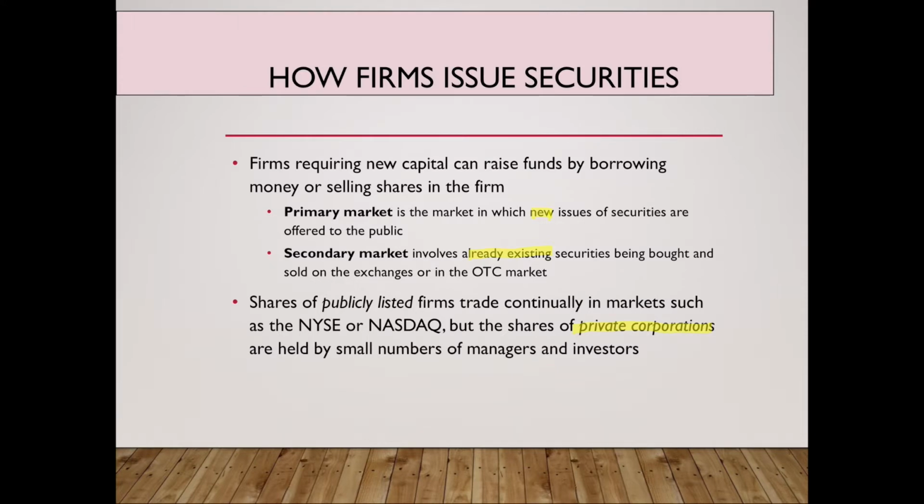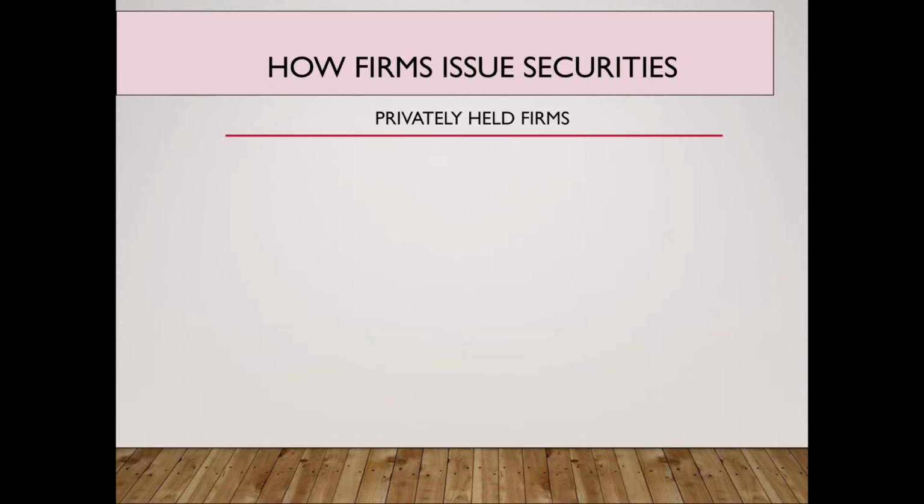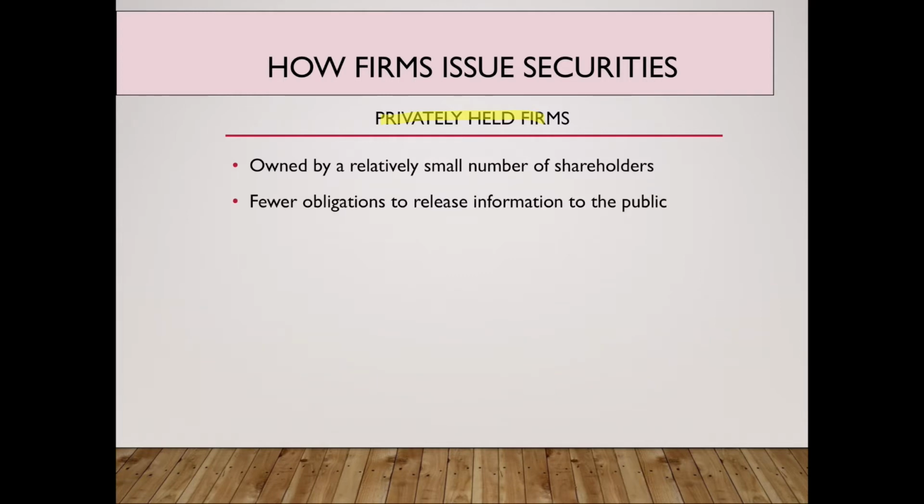So the first thing that we will be discussing is how these privately held firms issue their securities. Well, what are privately held firms? Privately held firms are owned by a relatively small number of shareholders. They have fewer obligations to release information to the public, so this would save money for these firms by not having to file these different reports. It could also provide more flexibility for these companies, in particular focusing on long-term growth.